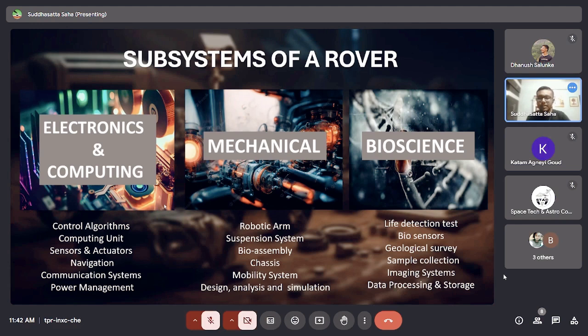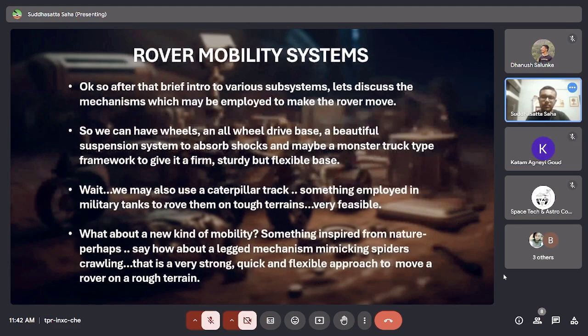So then we move into the particular element of focus of extraterrestrial robotics today, which is rover mobility systems. You know, I have given a very brief intro into these various subsystems. We can go in depth and discuss for hours about each of the topics, but I have to keep things in this time frame.